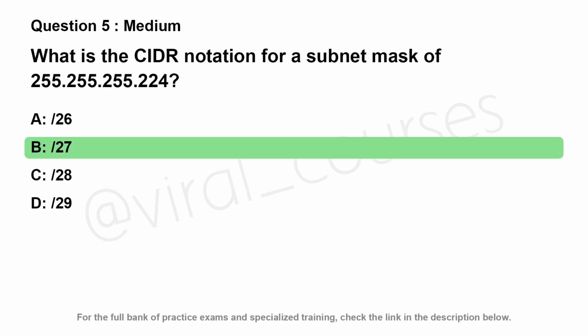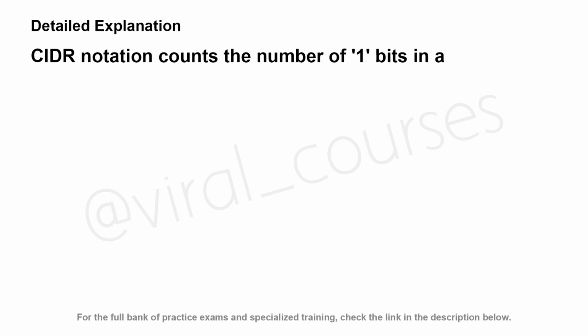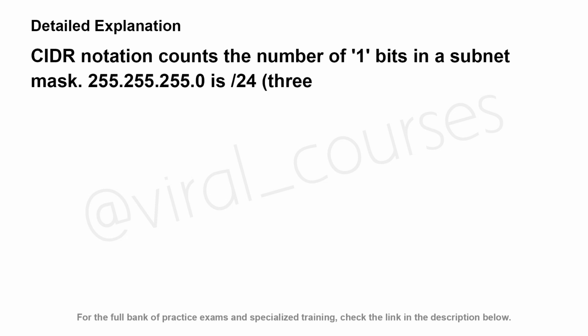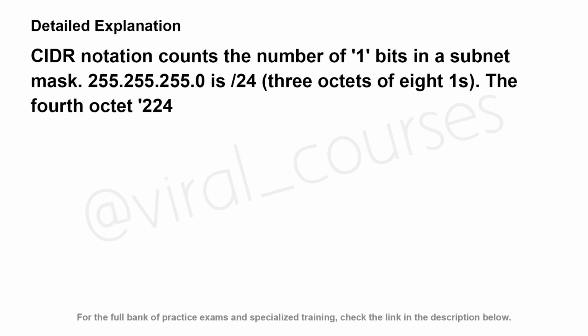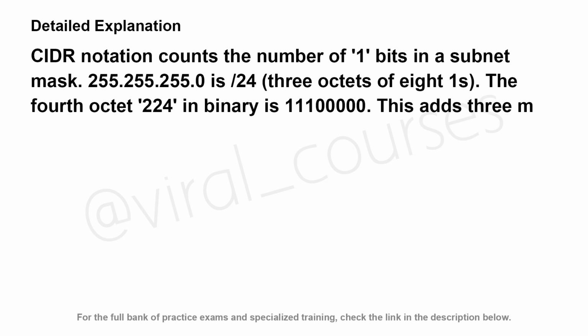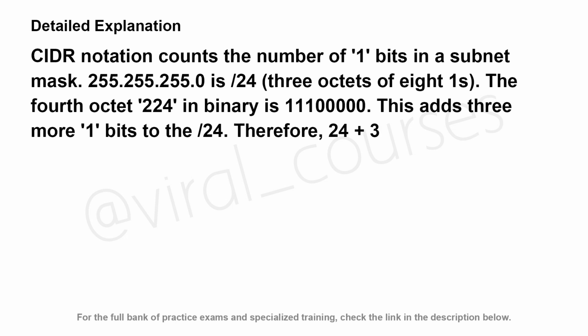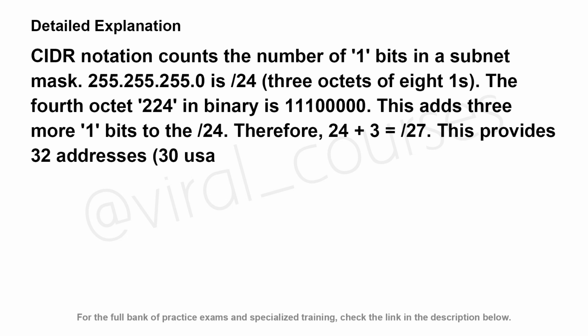The correct answer is B. CIDR notation counts the number of 1 bits in a subnet mask. 255.255.255.0 is /24, 3 octets of 8 ones. The fourth octet, 224, in binary is 11100000. This adds 3 more 1 bits to the 24. Therefore, 24 plus 3 equals 27. This provides 32 addresses, 30 usable, per subnet.